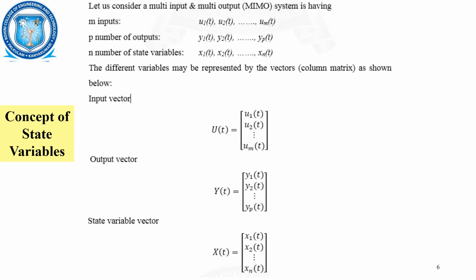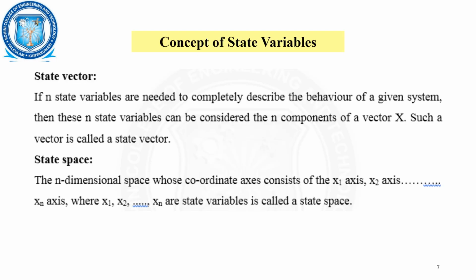By considering the input vector, we can say u of t is a set of u1 of t, u2 of t till um of t. Similarly, y of t and then x of t, the state variable. Then we have to say what the state vector is. If n state variables are needed to completely describe the behavior of a given system, then these n state variables can be considered the n components of a vector x. Such a vector is called the state vector. And state space is the n-dimensional space whose coordinate axes consist of the x1 axis to xn axis, where x1 till xn are the state variables, which is called the state space.